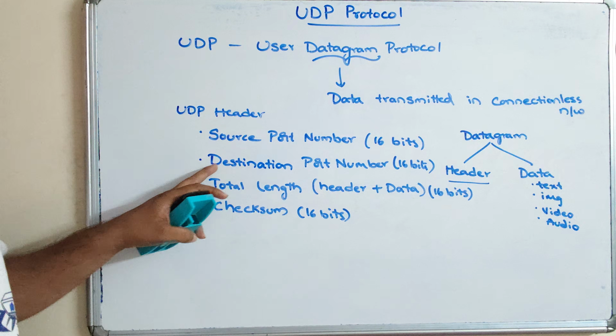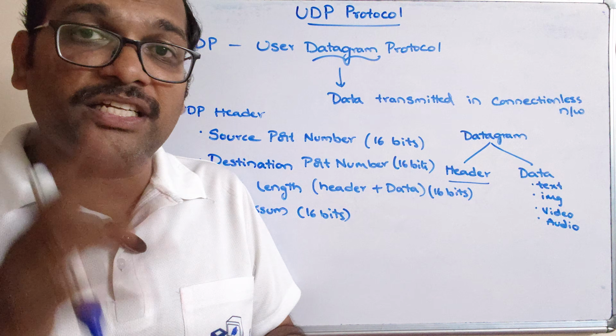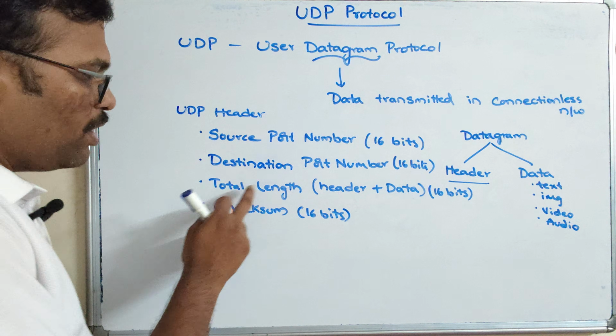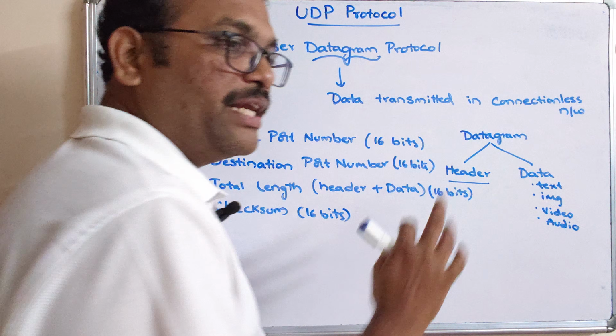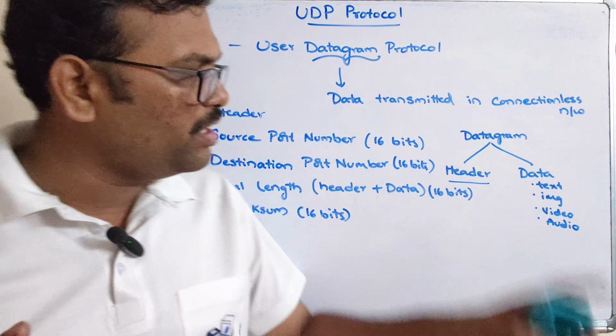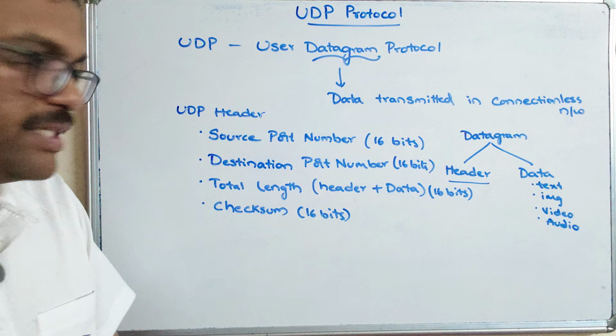So here the destination port will be identifying the destination application, that means to which application the data has to be transferred. And total length means the header length as well as the data length. Always the data length will be variable, depending upon the system, but the header length is fixed.